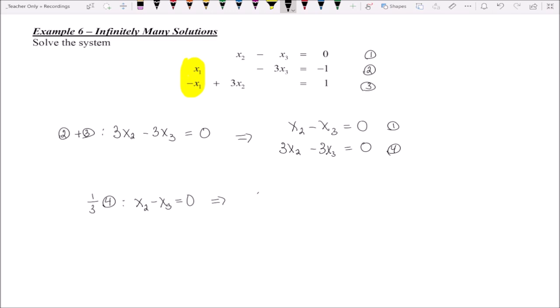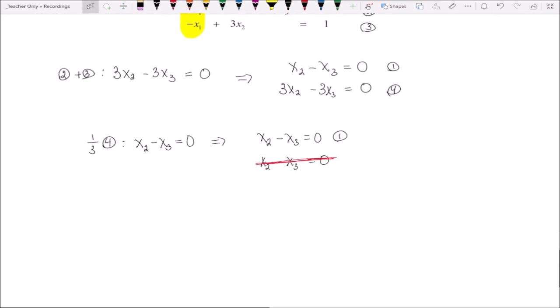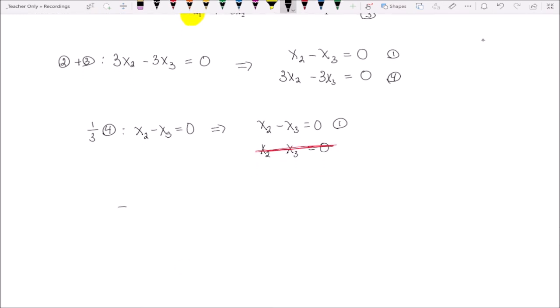Notice that this will now give us the system x2 minus x3 equals 0, x2 minus x3 equals 0. These equations are identical, which means one of the equations in the system is redundant. We can just get rid of it. All we're left with then is equation 1 from the system. This means that x2 is equal to x3.